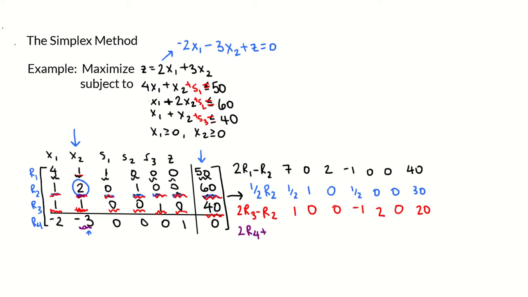So 2 row 4 plus 3 row 2. That would be 2 times negative 2 plus 3 times 1, so that's negative 1. 2 times negative 3 is negative 6, plus 3 times 2 is 6, so we get 0. 2 times 0 plus 3 times 0 is 0. 2 times 0 plus 3 times 1 is 3. 2 times 0 plus 3 times 0 is 0. 2 times 1 plus 3 times 0 is 2. 2 times 0 plus 3 times 60 is 180.